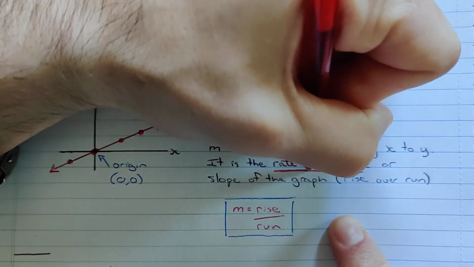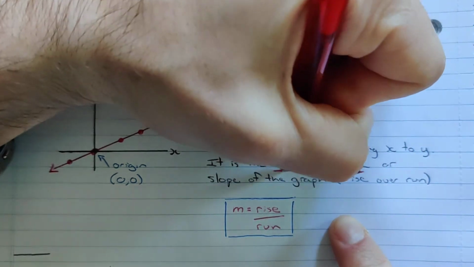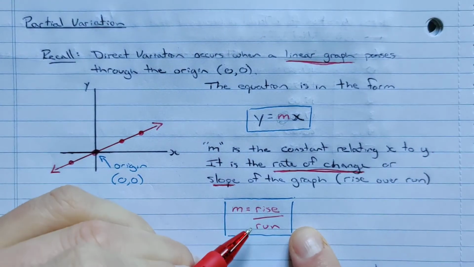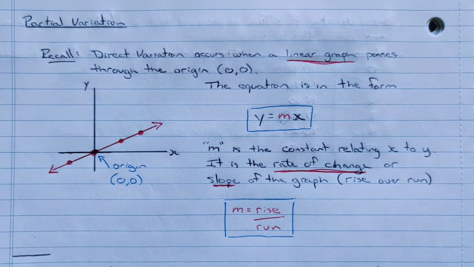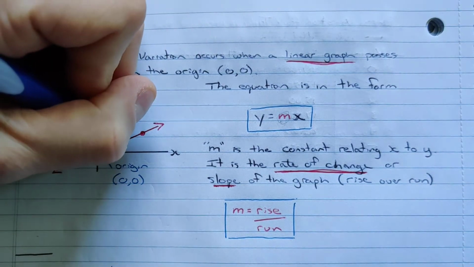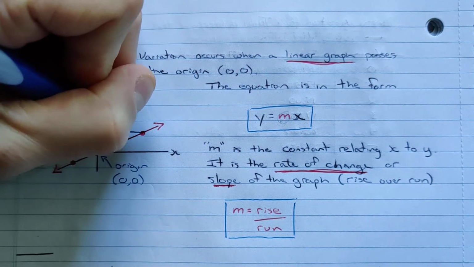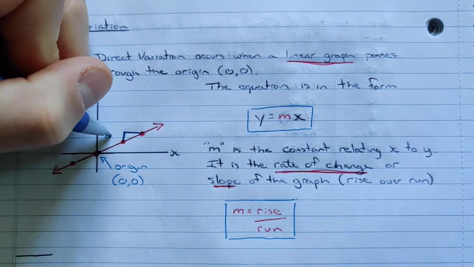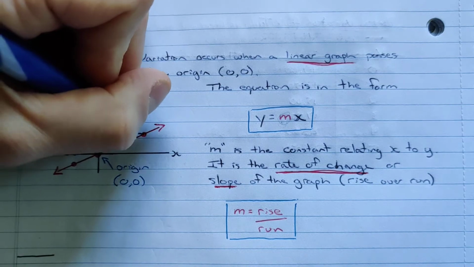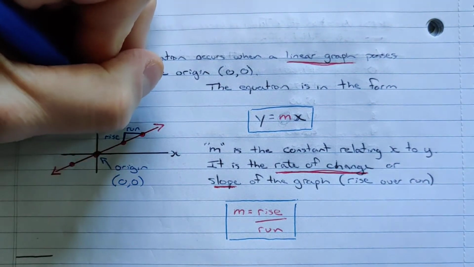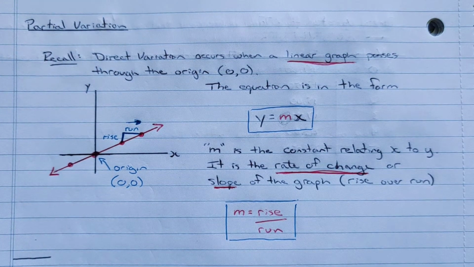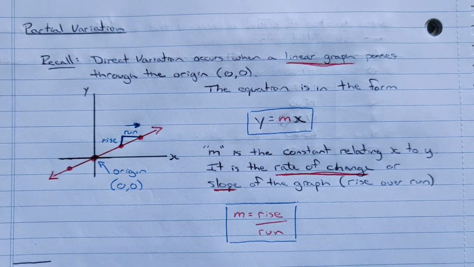Remember, the rate of change is also known as the slope of the graph, and it is calculated using the formula rise over run. So we use our rate triangle. We make a right triangle and we count up the rise and the run, again, always running left to right. So that's a quick little look at direct variation.